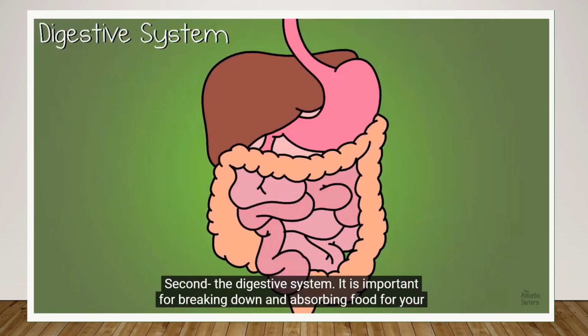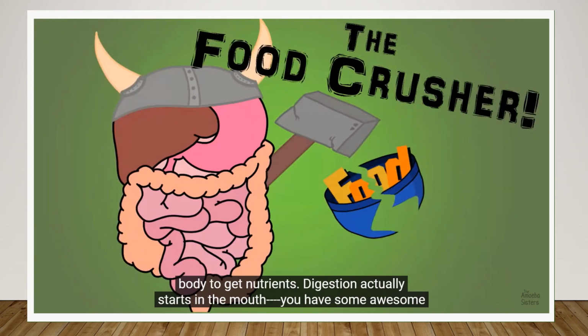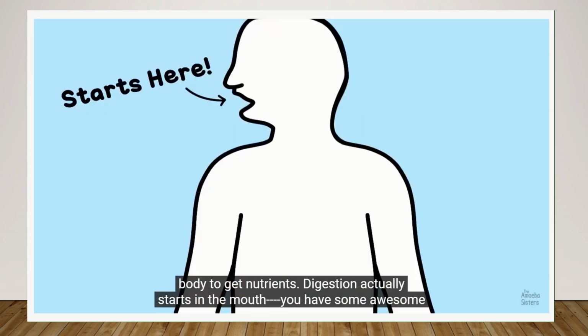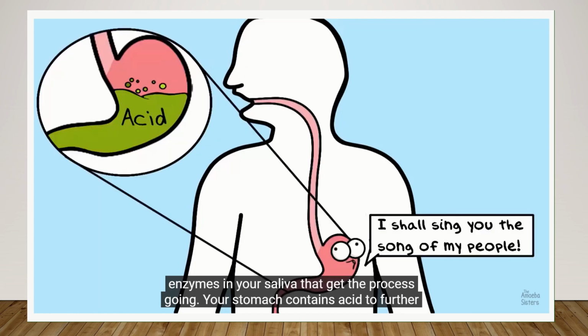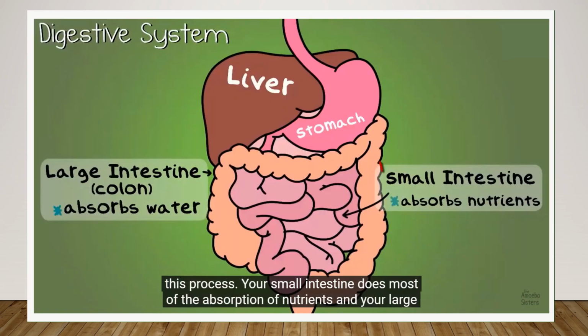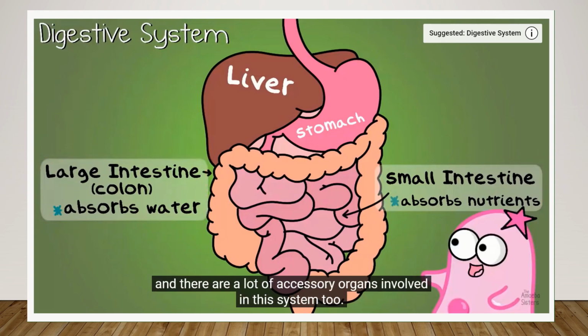Okay, number 2, the digestive system. It's important for breaking down and absorbing food for your body to get nutrients. Digestion actually starts in the mouth. You have some awesome enzymes in your saliva that get this process going. Your stomach contains acid, which furthers this process along. Your small intestine does most of the absorption of nutrients, and your large intestine has to reabsorb a lot of the water from this process. And just to note, there are a lot of accessory organs also involved in this fascinating process.